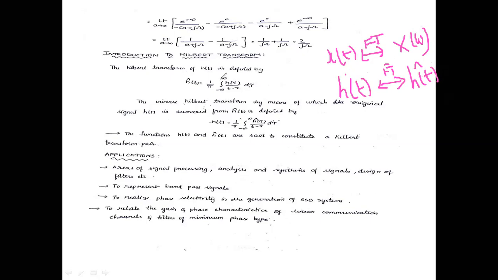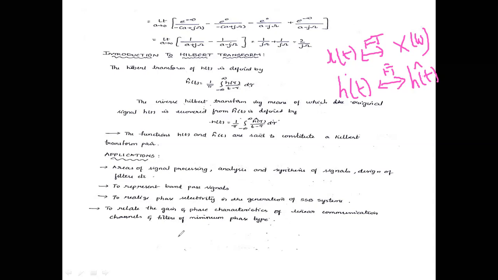Now what are the applications of the Hilbert transform? The applications are in the areas of signal processing, analysis and synthesis of signals, design of filters, etc. It is used to represent band pass signals, to realize phase selectivity in the generation of SSB systems, to relate the gain and the phase characteristics of communication channels and filters of the minimum phase type. These are the applications, my dear students.